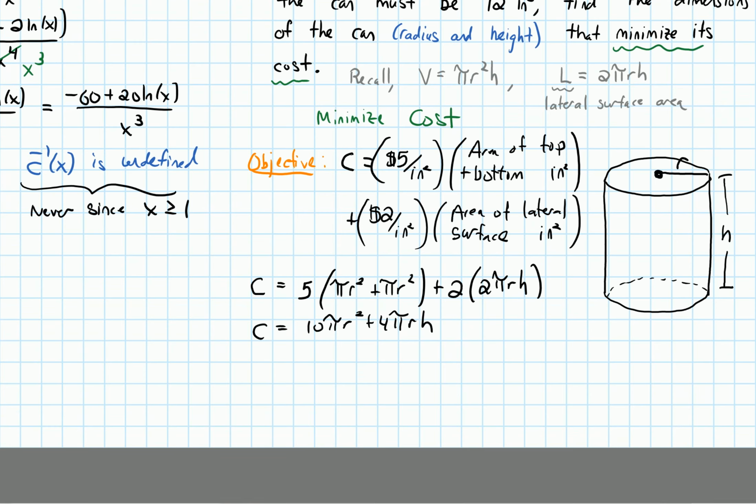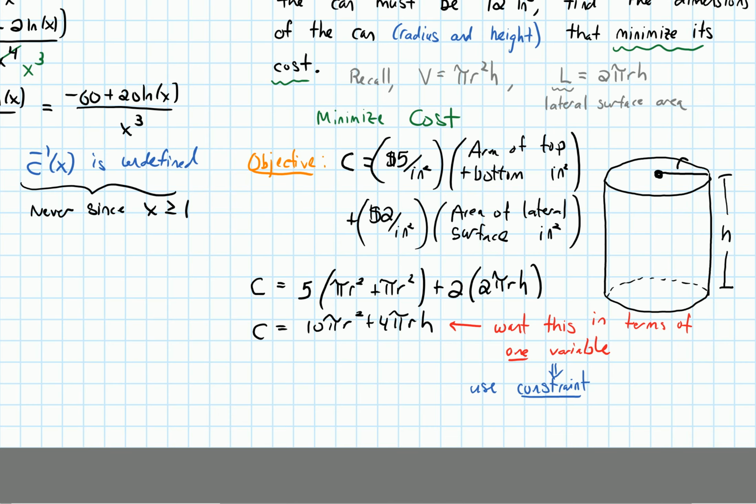What we were hoping for is to have this in terms of just one variable. Right now we have the cost in terms of r and h. We want just one variable on the right-hand side. The way we get it in terms of one variable is we use the constraint. So we need to use the constraint next.